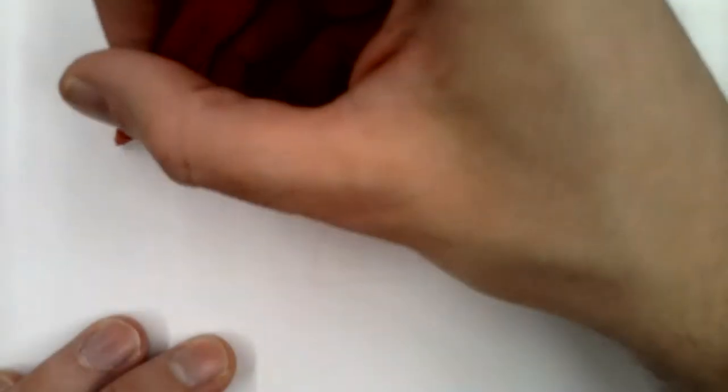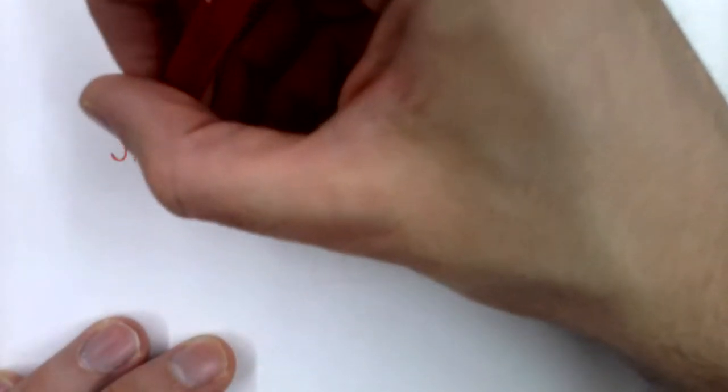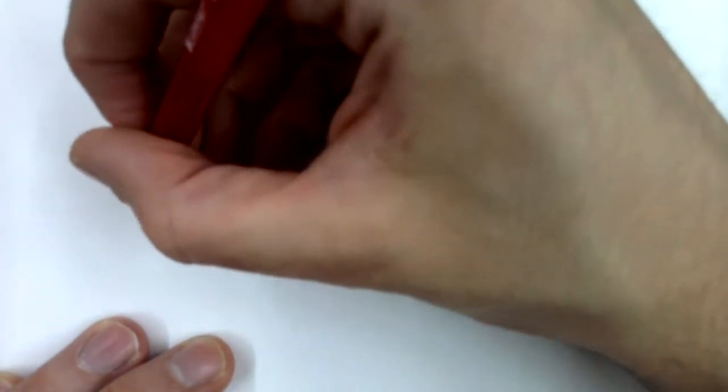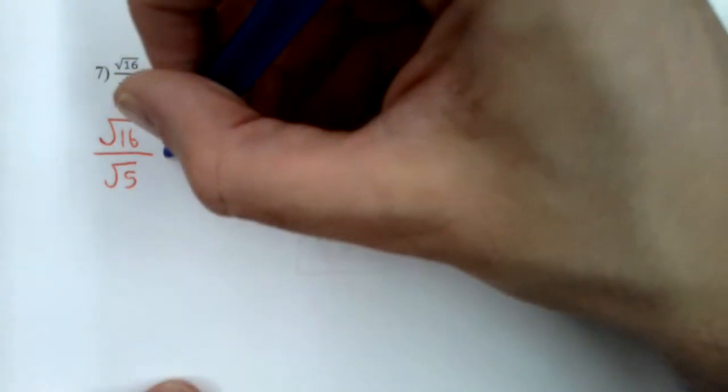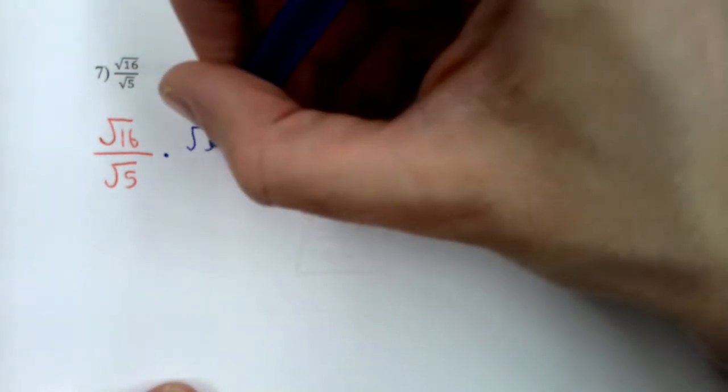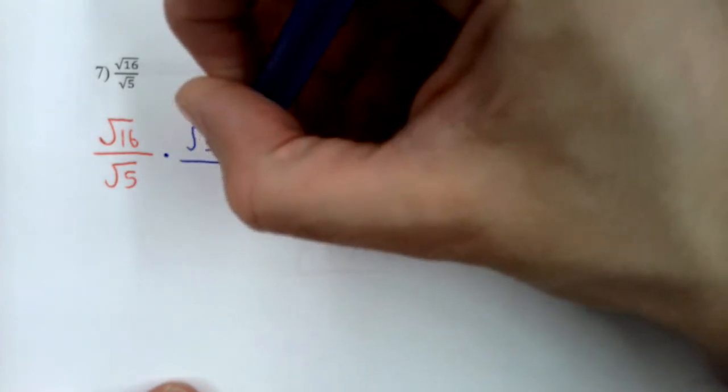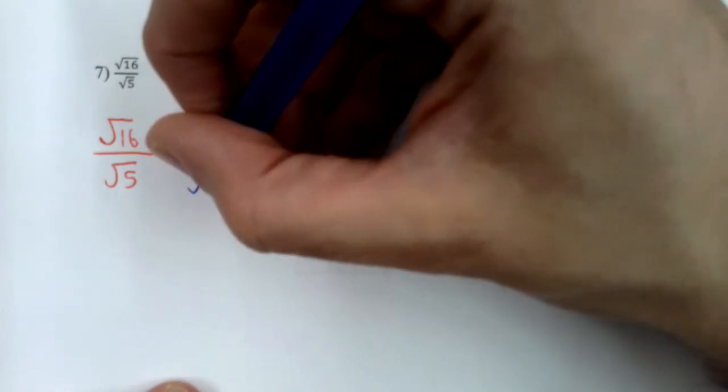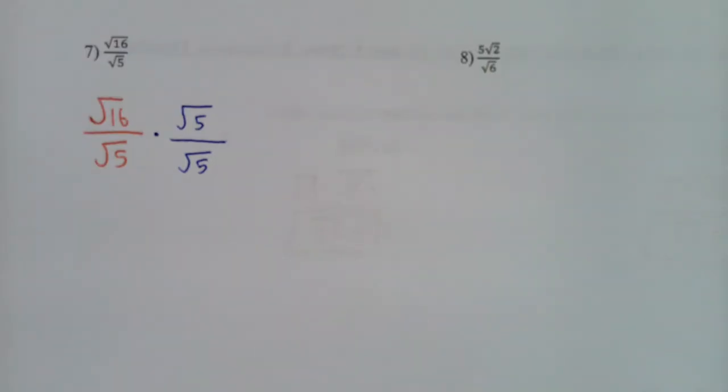You have 14 problems total in this review. Division. So you cannot have a square root in the denominator. Okay. So for number 7, what we're going to do is what's called rationalizing the denominator. I am going to multiply by the square root of 5 over the square root of 5. Because if you multiply by something over itself, it's like you're multiplying by 1. And when you multiply by 1, you don't change anything.